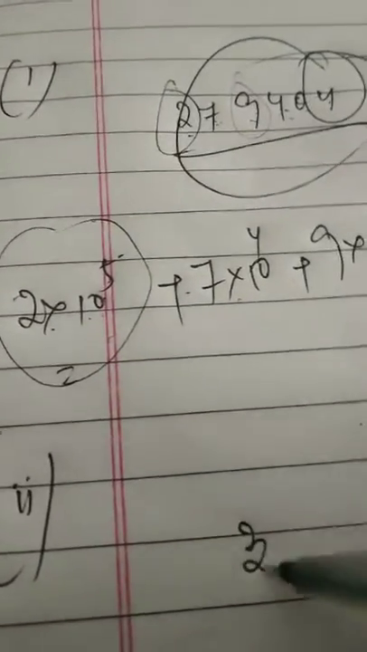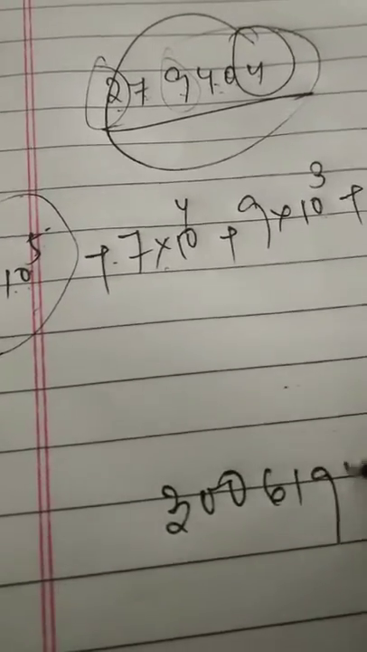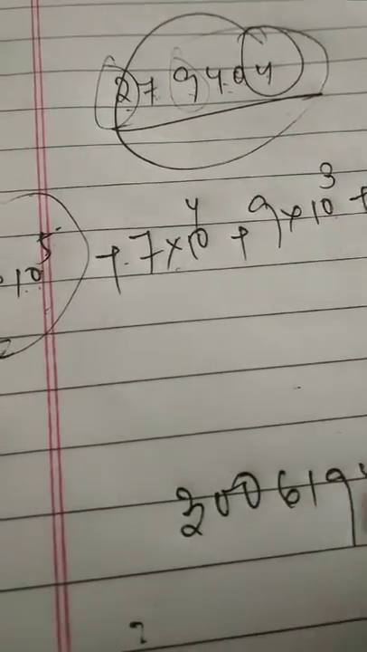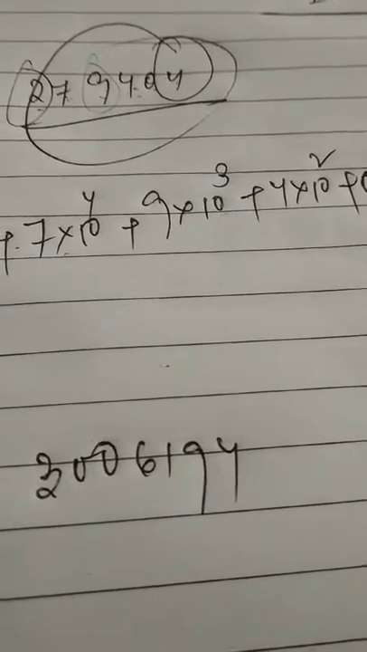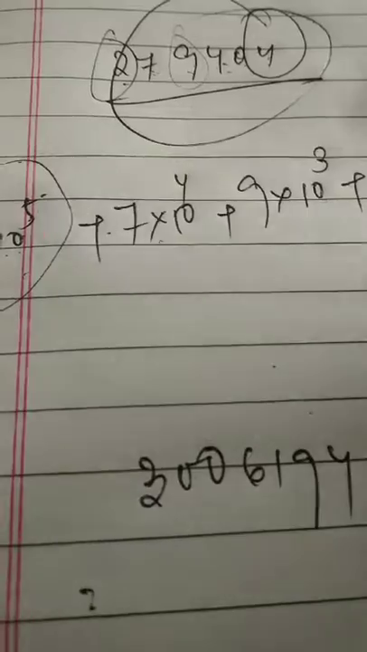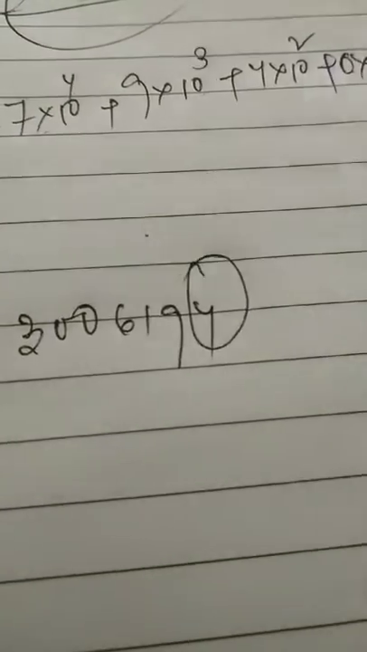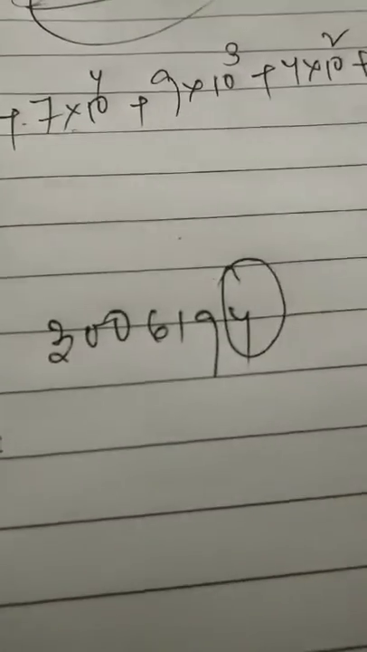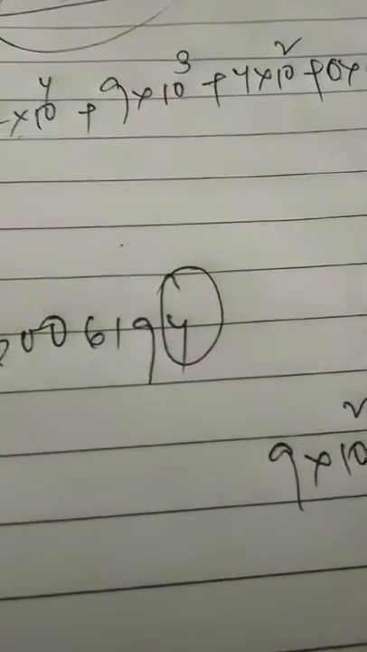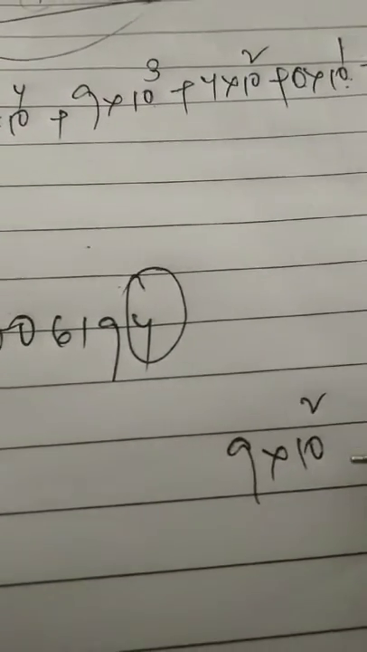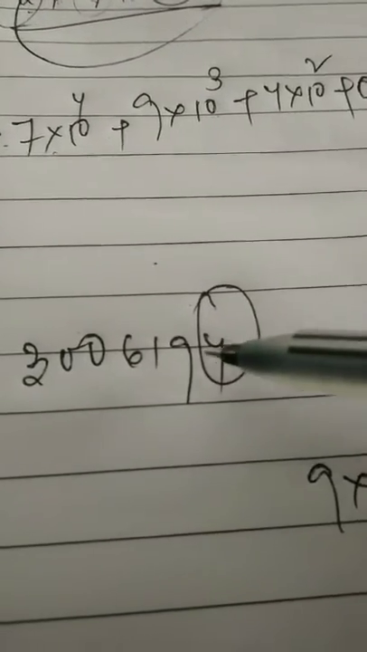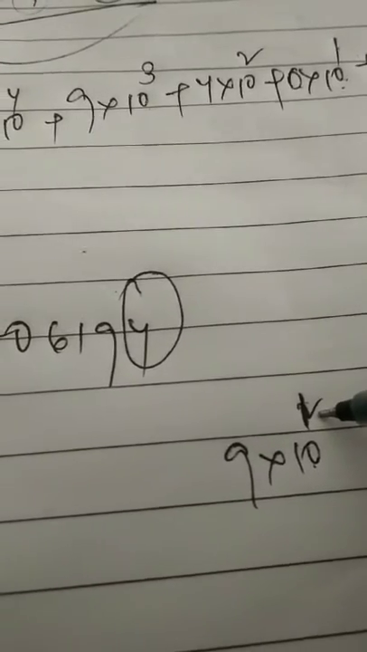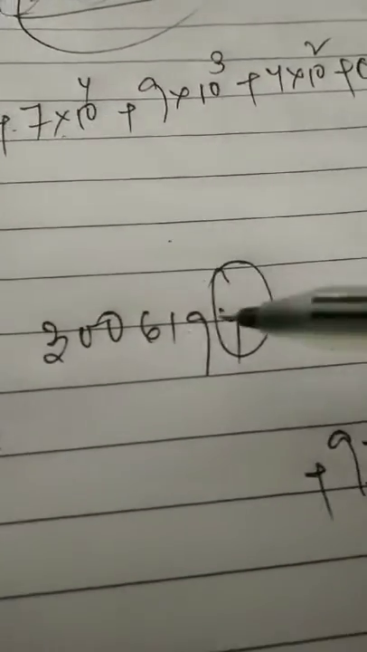Let us try the next one, number 2: 3006194. So the expanded form of this number is: the place value of the first number is ones. So ones means 4 into 10 to the power 0, plus 9 into 10 to the power 1, because the place value of 9 is tens. 10 to the power 1 means 10, and 10 into 9 is 90. The place value of 1 is hundreds.